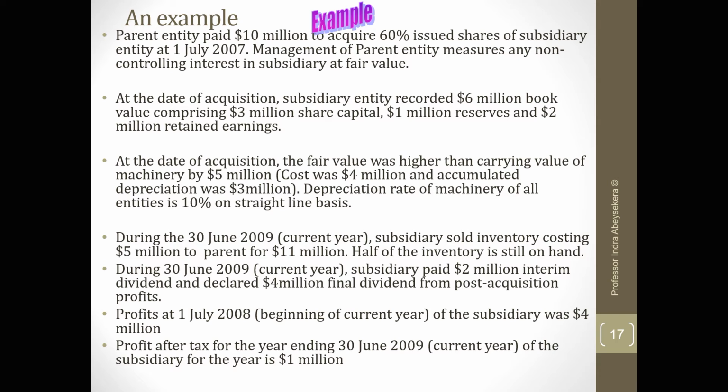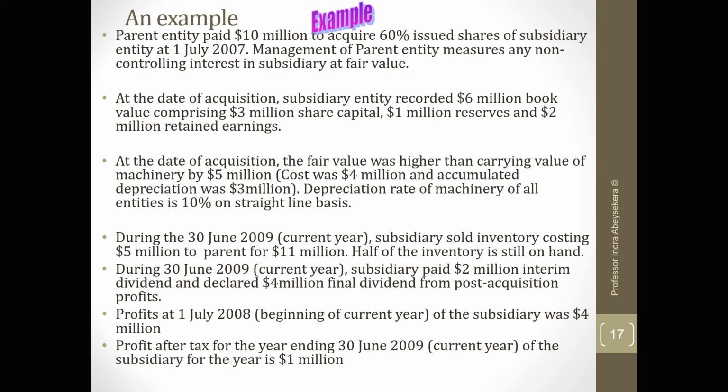At the date of acquisition, the subsidiary entity recorded 6 million book value comprising share capital, reserves, and retained earnings. At the date of acquisition, the fair value was higher than the carrying value of machinery, given the cost and accumulated depreciation at that time, and then we are given the depreciation rate of machinery of all entities as 10%, depreciated on a straight line basis.